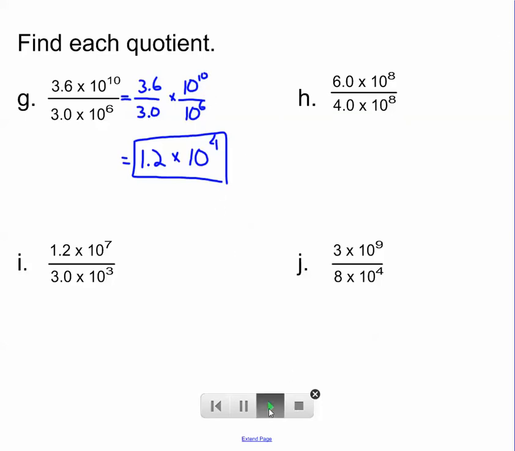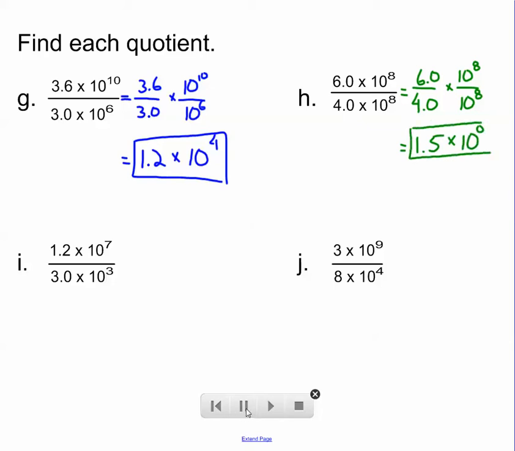Let's do that again here on H. I'm going to look at this as 6 divided by 4 times 10 to the 8th divided by 10 to the 8th. All right, 6 divided by 4 is 1.5. No, I didn't need a calculator for that. And 10 to the 8th divided by 10 to the 8th is 10 to the 0. And that's it. All right, so let's do this 2 more times.